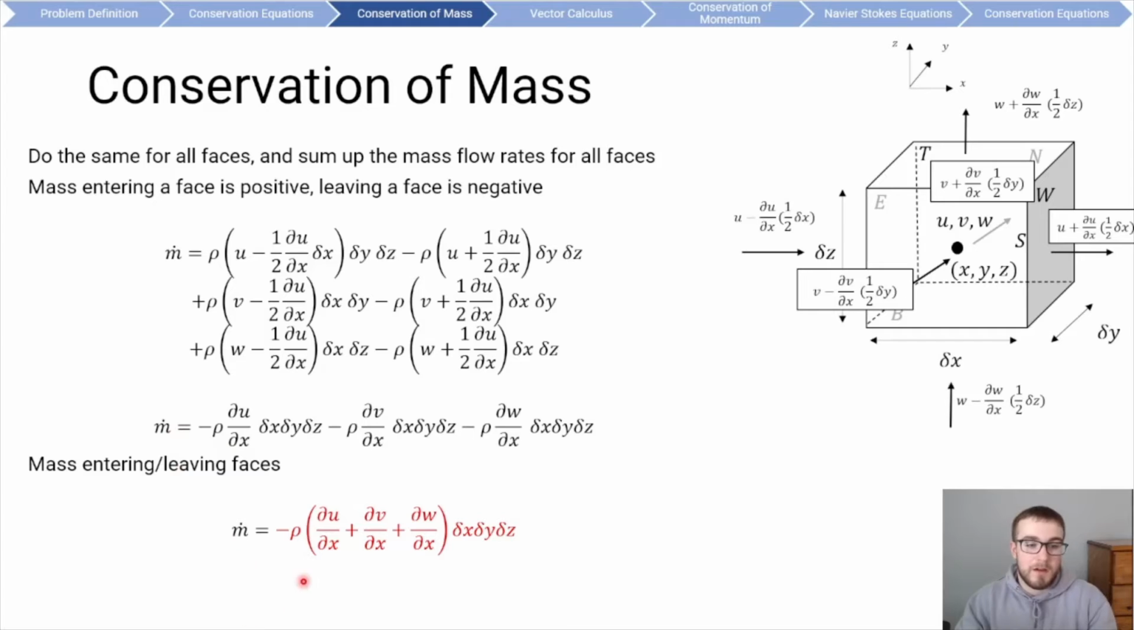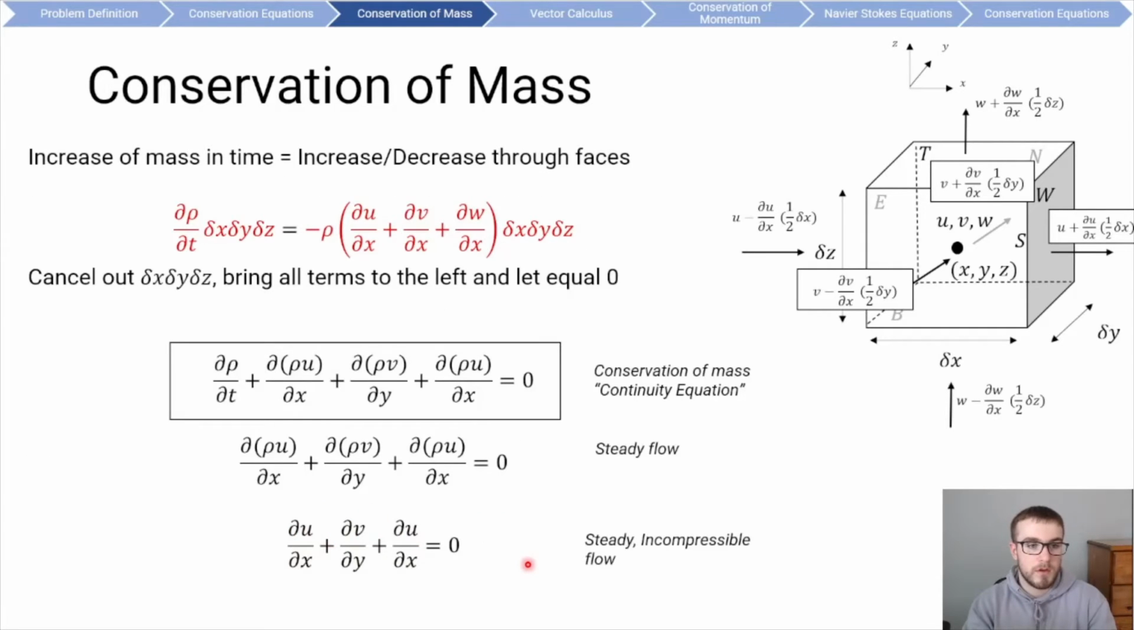And after using some factorization, this is the final expression that we come up with in red for the total mass entering or leaving the faces. And we said before that for mass not to be created or destroyed in our fluid element, the increase in mass in time has to be equal to the increase or decrease of mass through the faces. So we let our previous expression, partial rho partial t, delta x delta y delta z, equal the expression we just came up with for our increase or decrease through the faces.